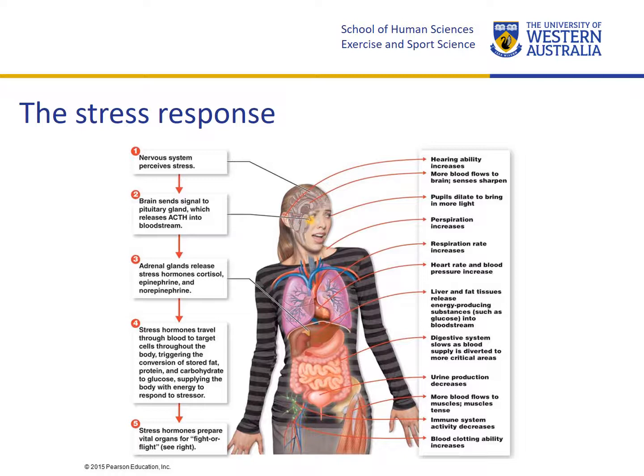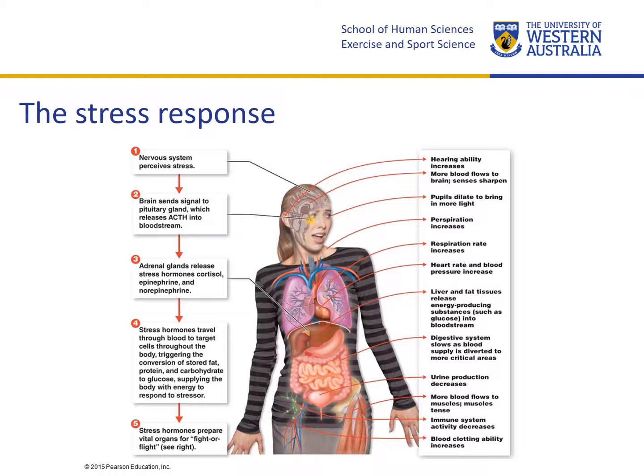And when ACTH reaches the adrenal glands, this causes the release of a number of stress hormones, in particular, cortisol, epinephrine, and norepinephrine. Now, you might have heard of epinephrine and norepinephrine using different terms. Another word for epinephrine is adrenaline, and another word for norepinephrine is noradrenaline. They're the same thing, okay? I'll be using the terms epinephrine and norepinephrine though.